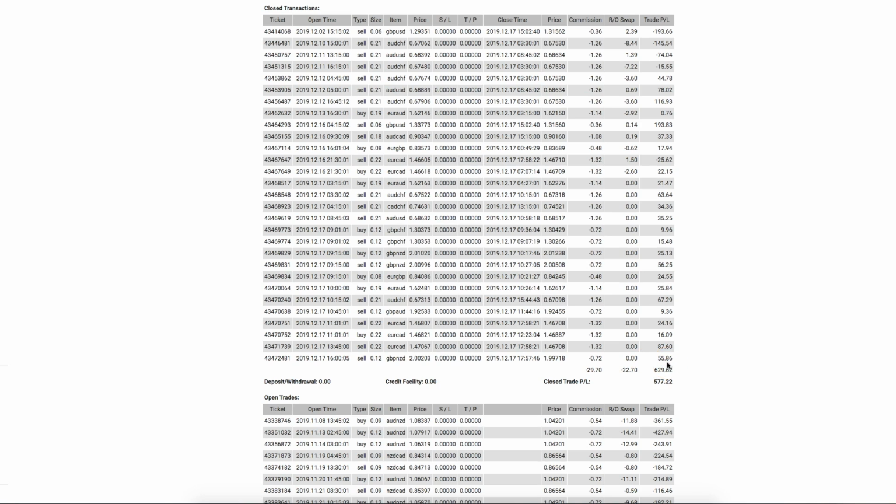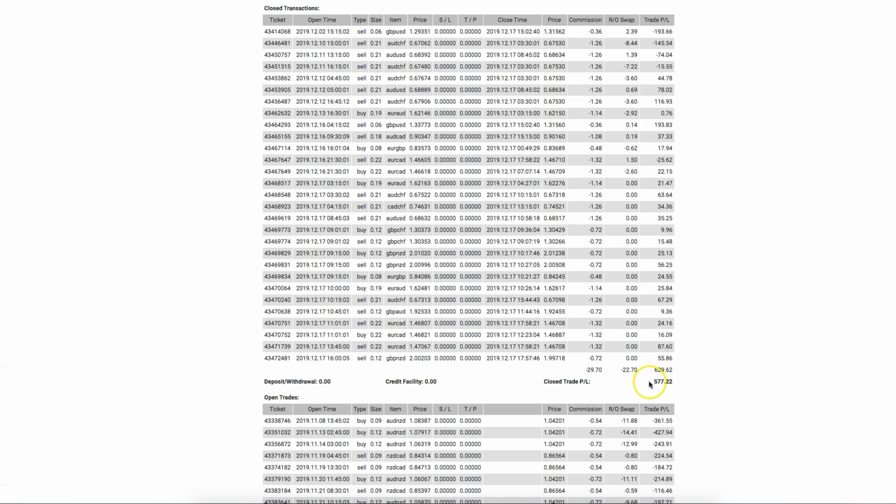Now note, sometimes this area might be blank. Sometimes there might not be any trades at all. There's no reason to worry. It's quite normal. Sometimes the market doesn't move much in a day and therefore there'll be no trade.